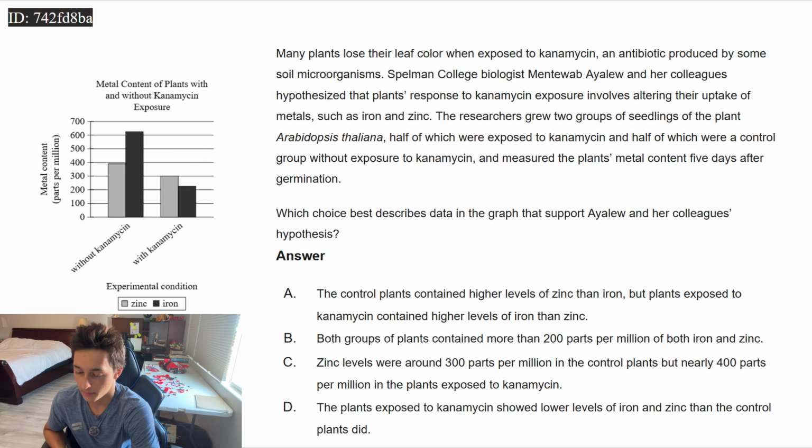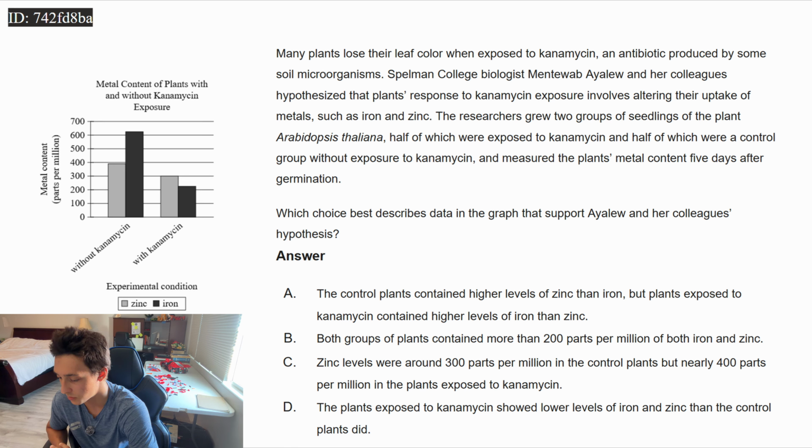This question is talking about metal content of plants with and without K exposure, all right? Many plants lose their leaf color when exposed to K, an antibiotic produced by some soil microorganisms. Spelman, a college biologist, and her colleagues hypothesized that the plant's response to K exposure involves altering their uptake of metals such as iron and zinc. The researchers grew two groups of seedlings of the plant AT, half of which were exposed to K, and half of which were a control group without exposure to it, and measured the plant's metal content 5 days after germination.